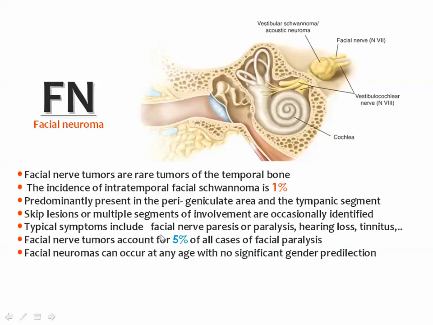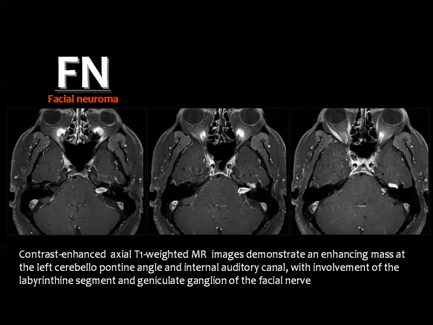These lesions will present with facial nerve paralysis and hearing loss due to compression of the acoustic nerve inside the internal auditory canal, and some tinnitus. Facial nerve tumors account for 5% of all cases of facial nerve paralysis. Of course, you know the most common cause of facial nerve paralysis is Bell's palsy. And here you see an enhancing lesion inside the internal auditory canal. If you do not see this component, then you consider this is acoustic neuroma, which is far more common.